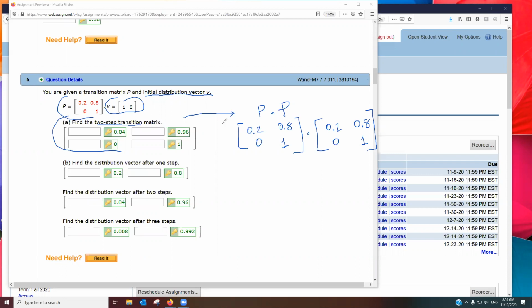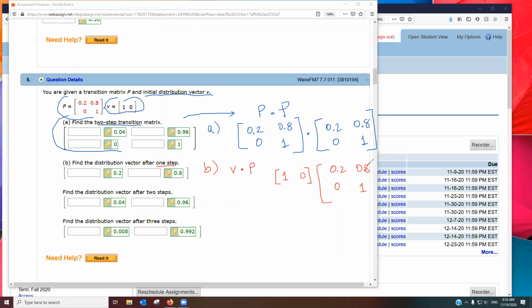All right, let's go to part B. Part B says find the distribution vector after one step. Well, really what this is asking you for part B is take V and multiply it times the transition matrix. Okay, so I'm going to take the initial distribution vector, which is 1, 0, and multiply it times P.